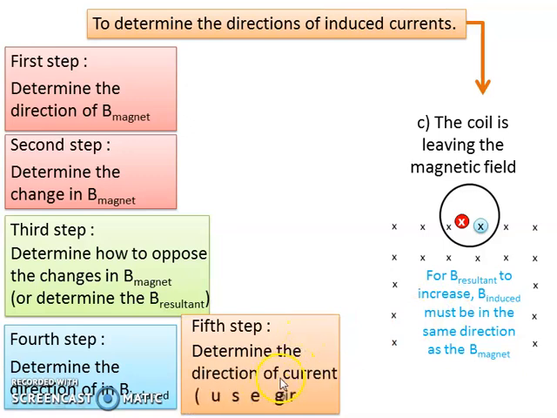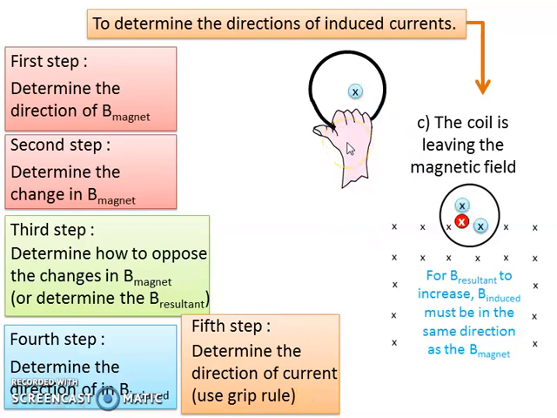The fifth step is to determine the direction of current. We use the grip rule. Position your hand where the four fingers show the direction of the B induced, which is into the screen. The cross drawn here means that the direction of the B induced is into the screen. Therefore, the thumb shows the direction of current, which is in the clockwise direction. So for the coil leaving the magnetic field, the direction of the induced current is clockwise.